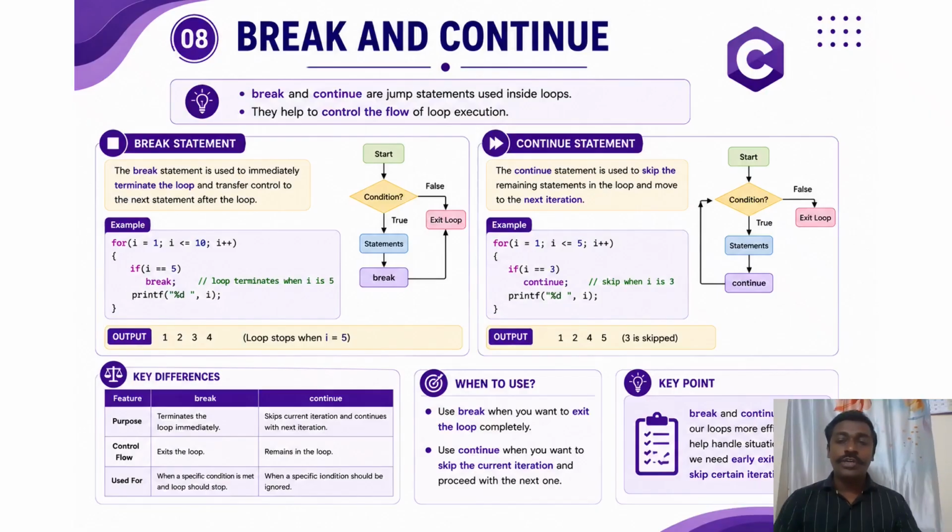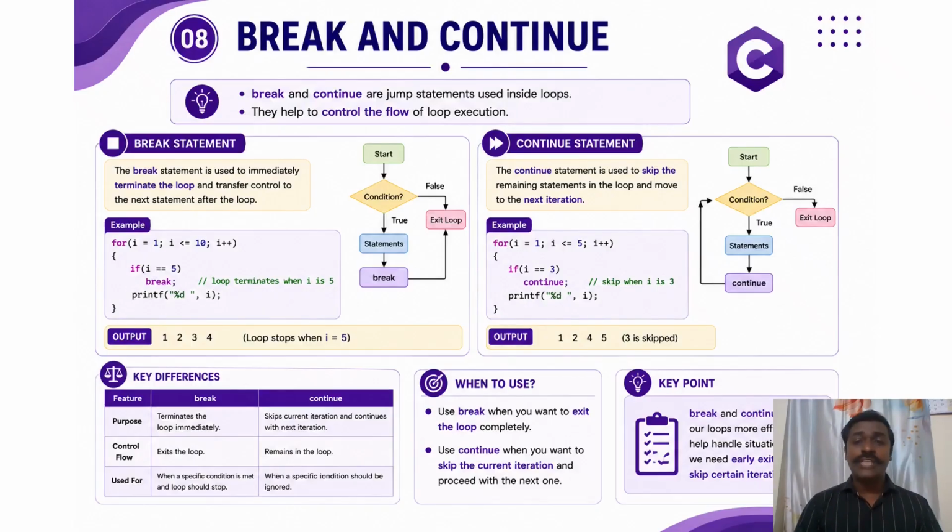So for i equal to 1, i less than or equal to 10, it has to be executed up to 10. But inside, I am writing if i is equal to 5, break. Then when it comes to 5, it automatically terminates the loop and comes out of the loop. So it will print only 1 to 4, not after 4.